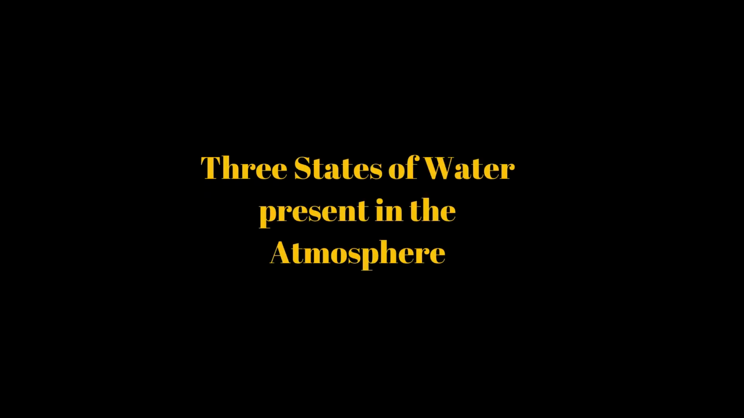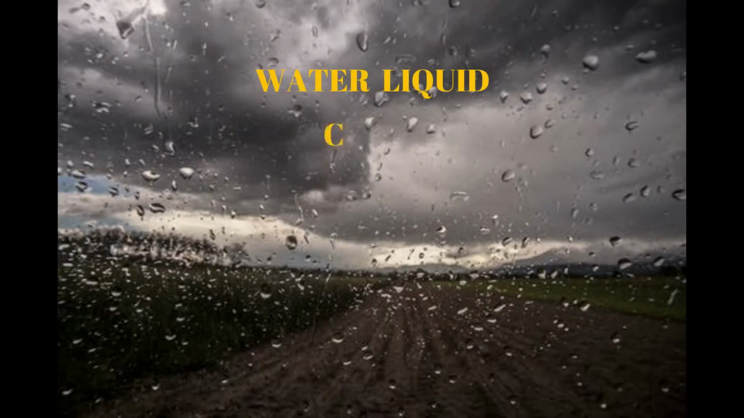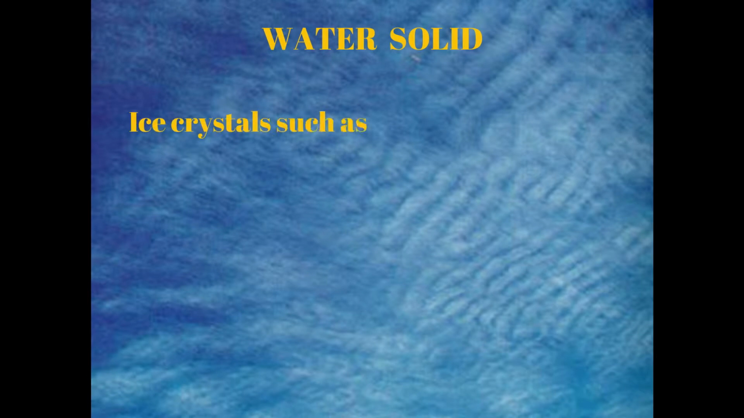Let's look at how water is present in the atmosphere by examining its 3 states. Water vapor, its gas state, is a combination of nitrogen and hydrogen. Rain droplets are an example of water in its liquid state in the atmosphere. Ice crystals and snow are examples of its solid state.